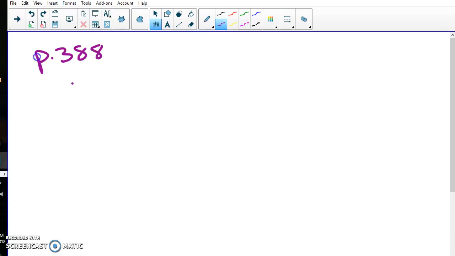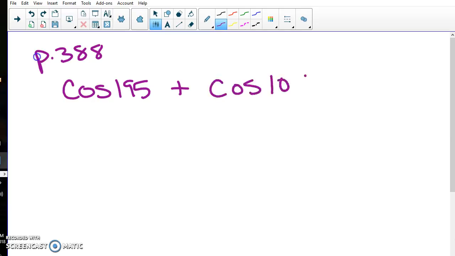It says find the exact value, and you guys are catching on now. Anytime it says find the exact value, we know that we are leaving it in radical form. We are simplifying and leaving it. We're not plugging it into the calculator and getting a decimal. So notice if we want to check this, we should be in degree mode. To find the exact value of cosine 195 plus cosine 105, we are going from a sum, cosine plus cosine, to a product.